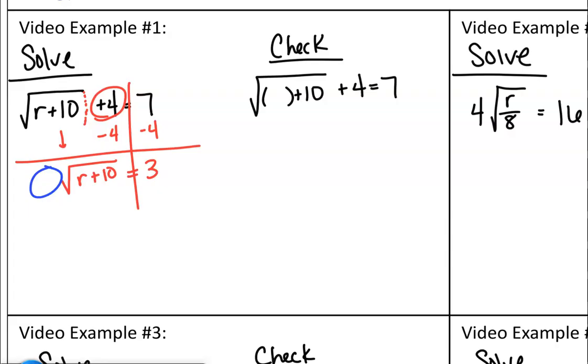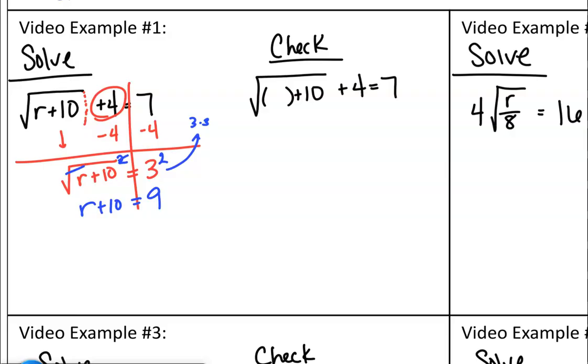Now that you see there's nothing over here, there's nothing behind it, the radical is isolated, so the opposite of square root is squaring. But if I square this side, I must square the right side as well. Since that's inverse, it goes away, leaving us with r plus 10 equals, and then remember that exponents are repetitive multiplication of the base. So 3 times 3, not 3 times 2. 3 times 3 is 9.